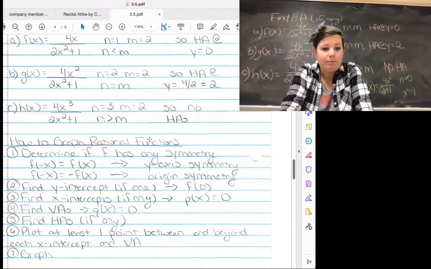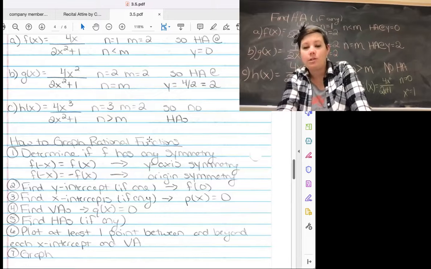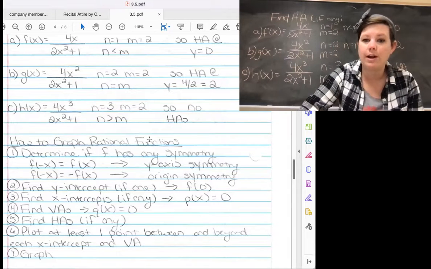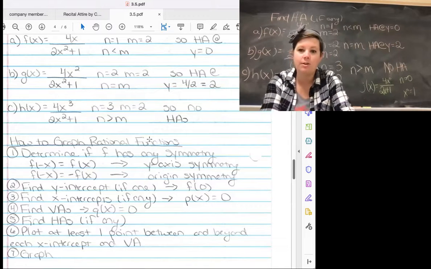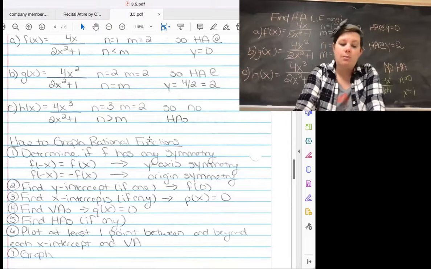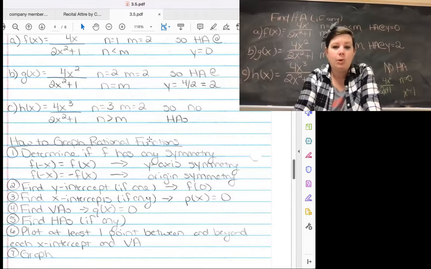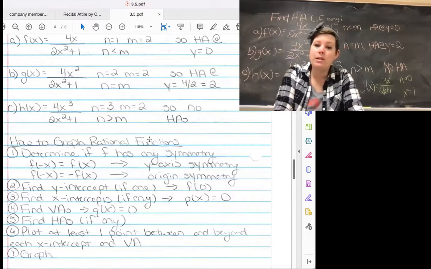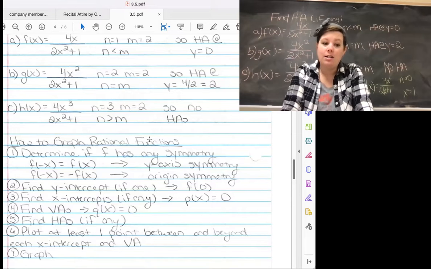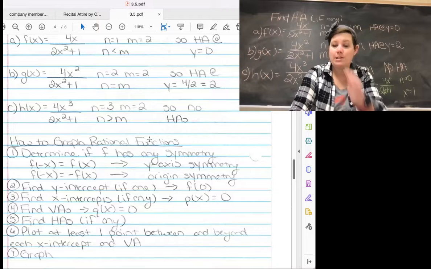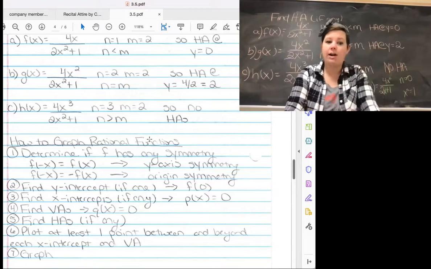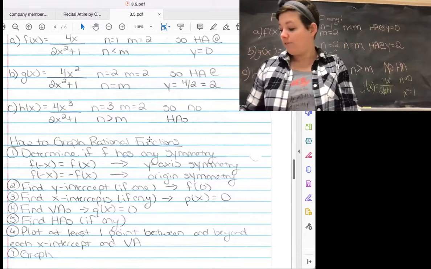Step 4 is find the vertical asymptotes, and we do that by setting the bottom equation equal to 0. So we set the top equation equal to 0 to find our x-intercepts. We set the bottom equation equal to 0 to find our vertical asymptotes. Then we find our horizontal asymptotes by comparing the degrees, and then we're going to put all of that information on a graph, and then we're going to plot at least one point between and beyond any x-intercept and any vertical asymptote. So we're going to do some test points to make sure we know what's going on in our graph as we're graphing it. And then step 7 is to graph it.